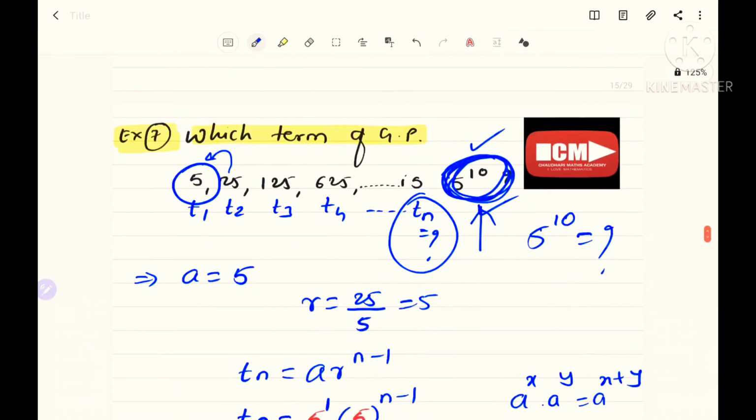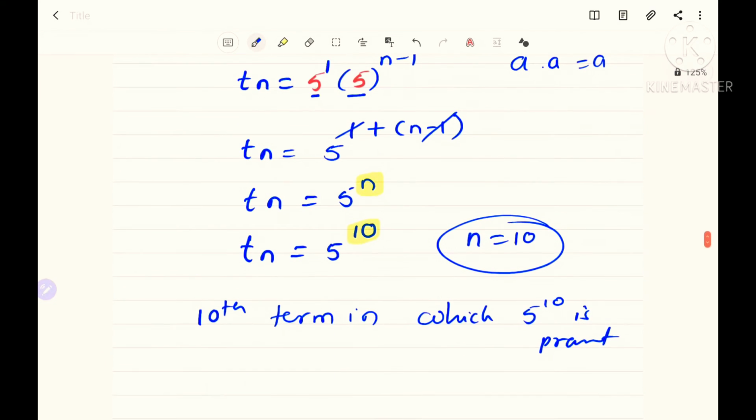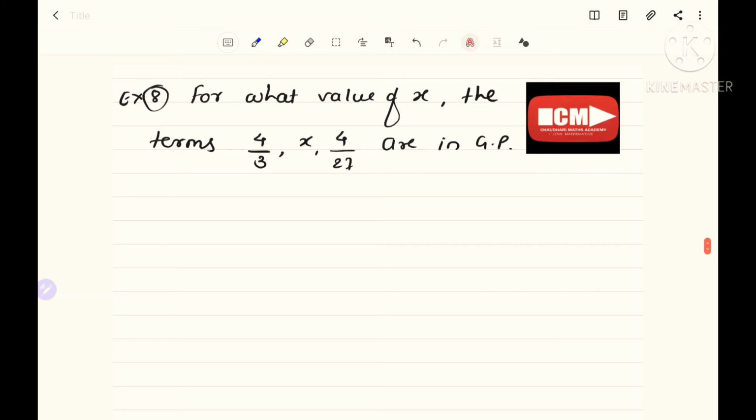So they want the term in which 5 raised to 10 is present, and here we got by observation and by doing some calculations on the nth term of a geometric progression, it is the 10th term in which this 5 raised to 10 is present. So this is by observation, or by comparing these two things, that leads to n equal to 10. Okay, so let's discuss the next one.